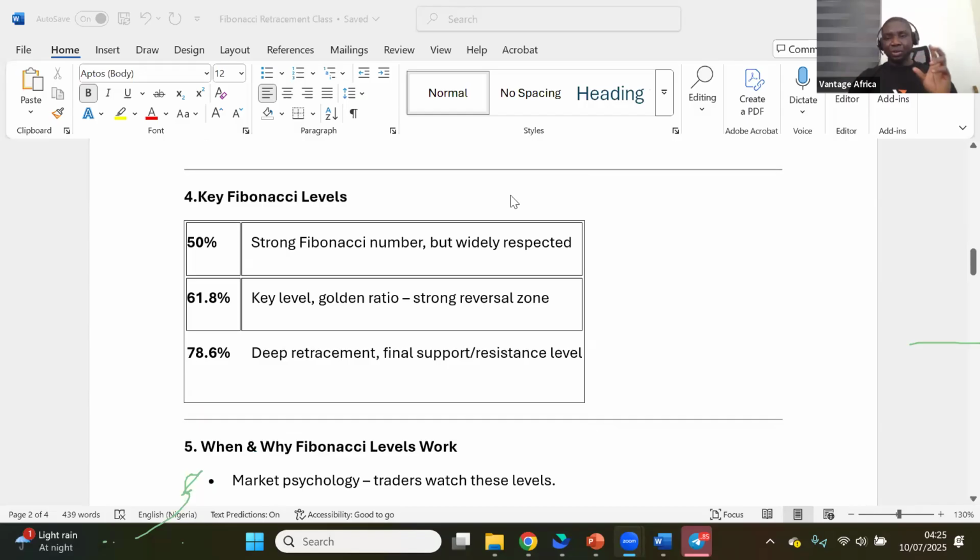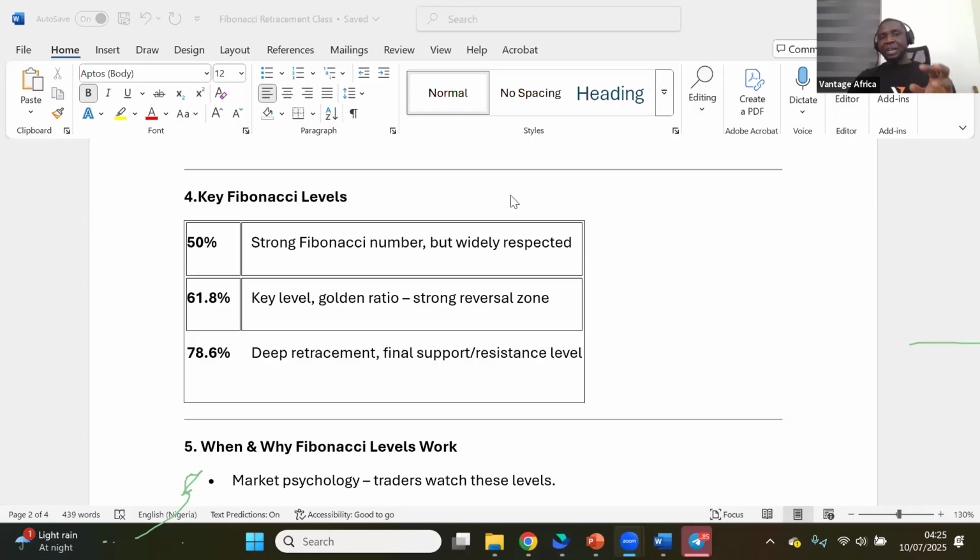So what are the key levels we are looking for in the market? Which of these Fibonacci levels are the most important ones that we're looking at very keenly? There are three very important levels here. Of course, we mentioned earlier, there was the 23.6 level, the 38.2 level, the 50 level, the 61.8 level, and the 78.6 level. But of these five levels, which are the most important levels? The most important levels are these three levels.